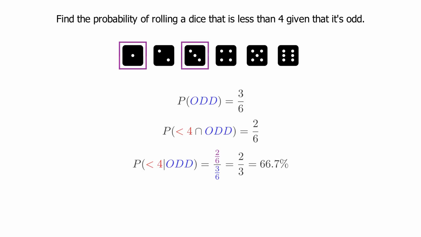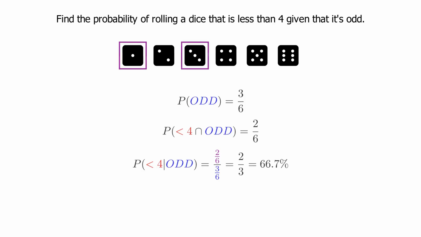Now, this is the way we would do it using the formula, which is perfectly fine, but I actually have a quicker way that we can do it where it doesn't require us to have to find the probability of what we're given and the intersection of the two. So I'm going to show you that one.